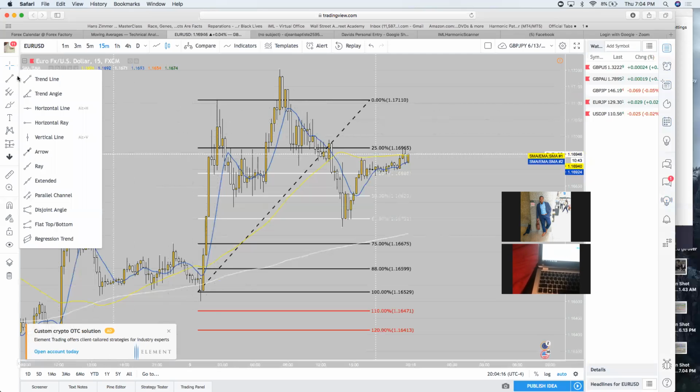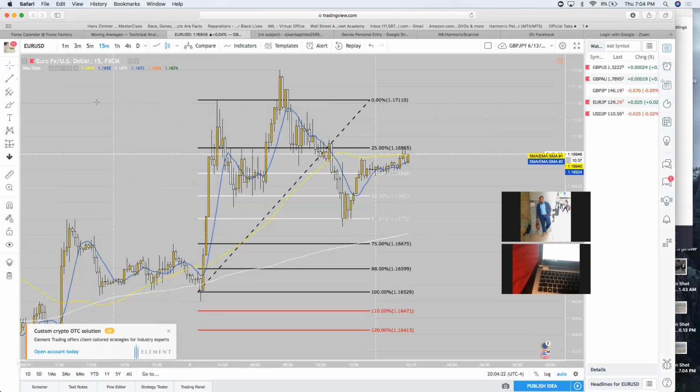Whichever one you feel comfortable with, you're able to use. Beneath the cross, you have all these different type of trend lines. Okay, the trend line is.